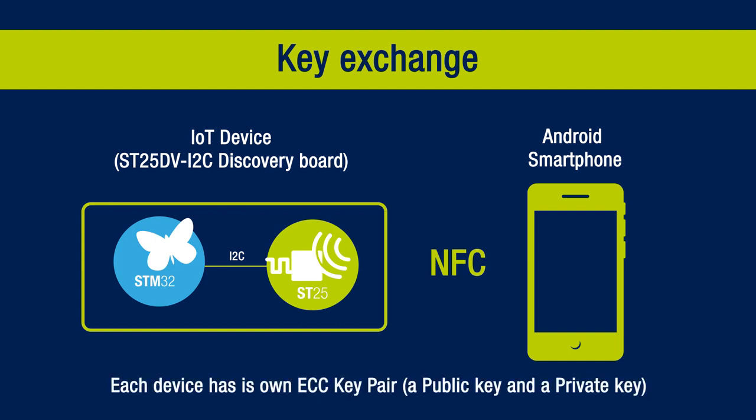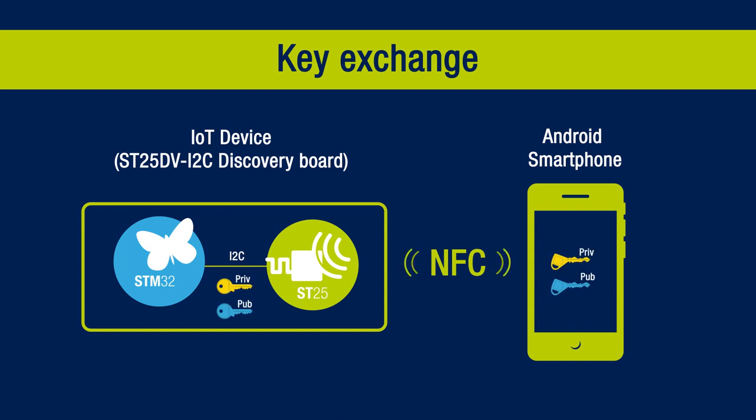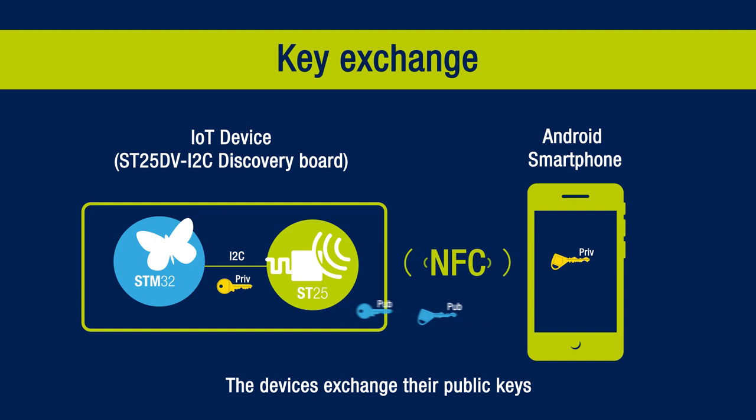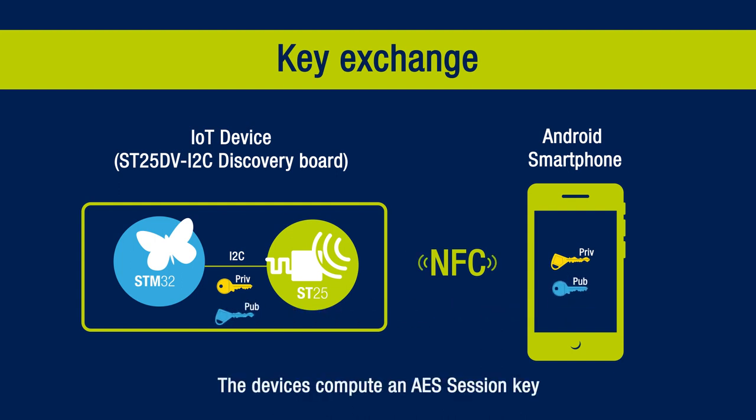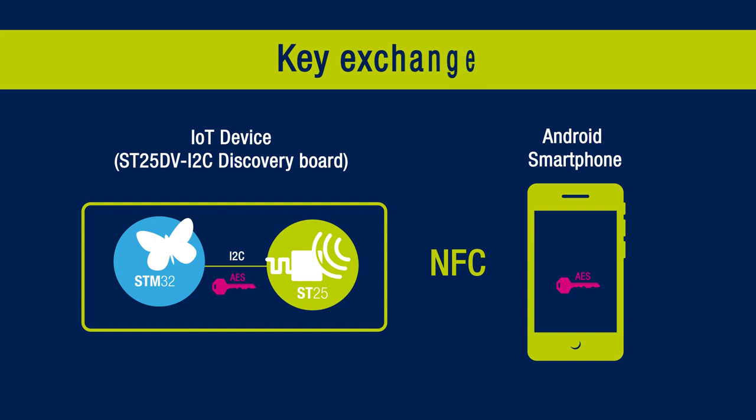Each device has its own ECC key pair, a public key and a private key. The devices exchange their public keys. The devices compute an AES session key. This AES session key will be different each time and cannot be found by someone observing the communication.